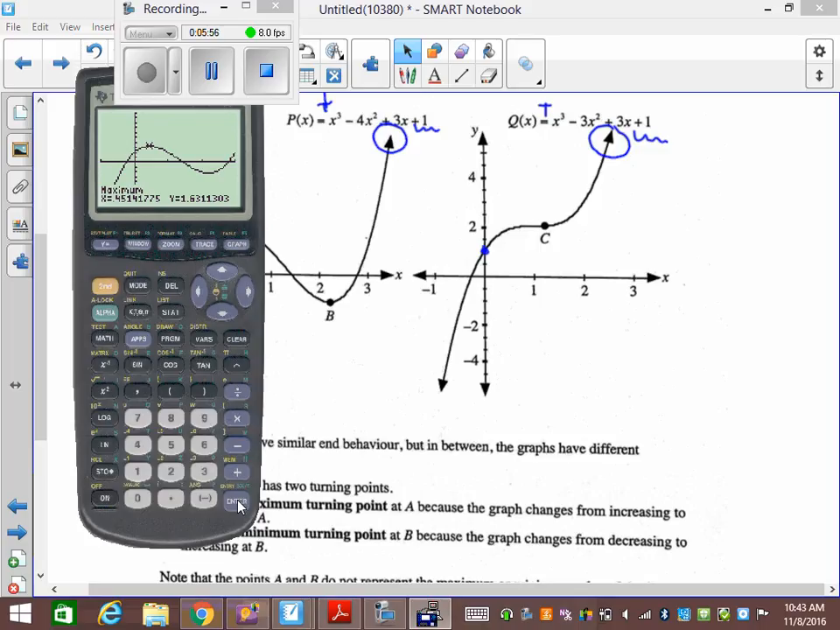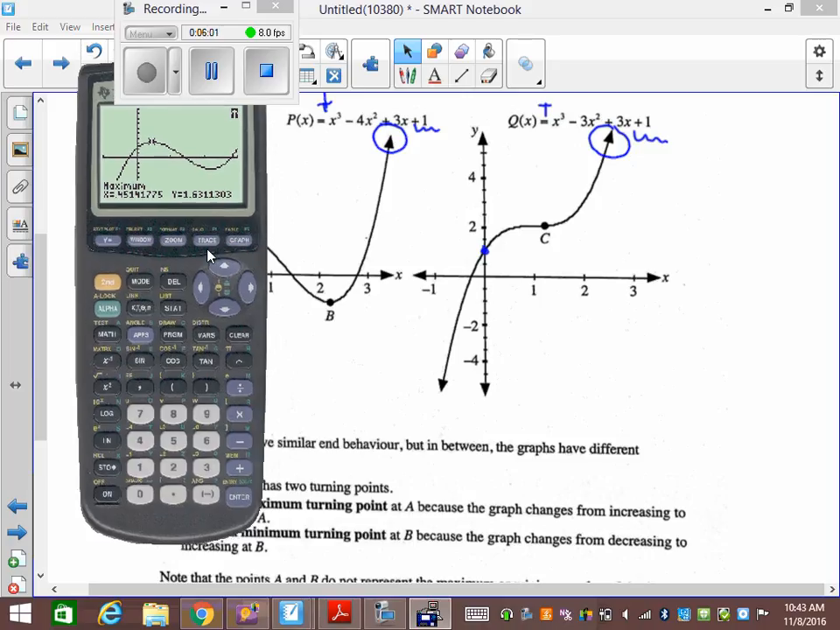Okay, let's find the minimum now. Second, trace, minimum. Now I need to be on the left side of the minimum somewhere. Don't go way over here and be on the left side of the maximum. Be close to the minimum at least. Sometimes it won't calculate it if you don't. So enter, and then the right-hand side of the minimum.